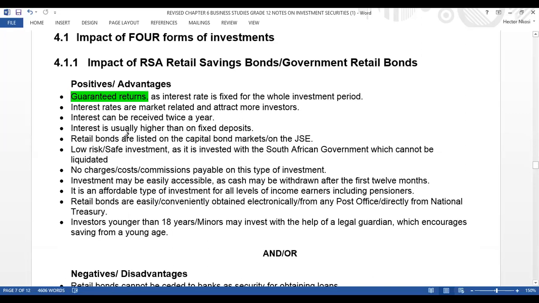Also, the retail bonds are listed on the capital bond markets on the JSE. It is a low-risk or safe investment, as it's invested with the South African government, which cannot be liquidated. No charges, costs, or commissions are payable on this type of investment. The investment may be easily accessible, as cash may be withdrawn after the first 12 months.